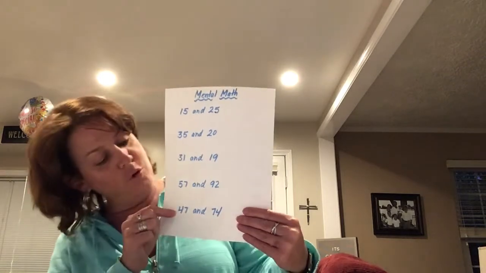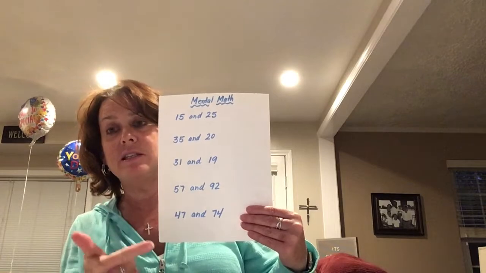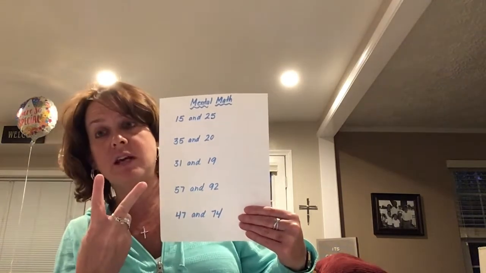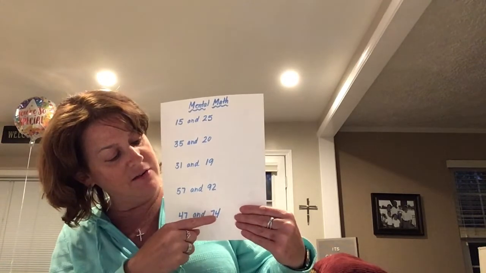So 47, I count by tens. I count 57, 67. I can't go any higher. If I go to 77, I'm past. So I counted 2 tens. So that's 20, right? So I'm at 67, and then I have to get to 74.